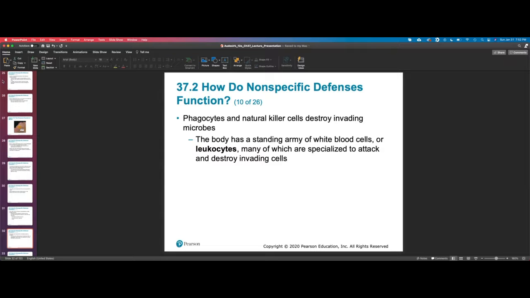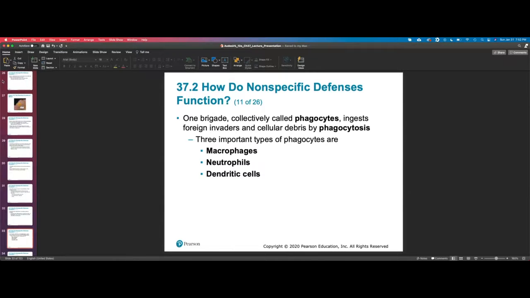All right, so white blood cells, they are formerly known as leukocytes, and there's quite a few kinds, such as phagocytes and natural killer cells. And so phagocytes, they actually physically eat.